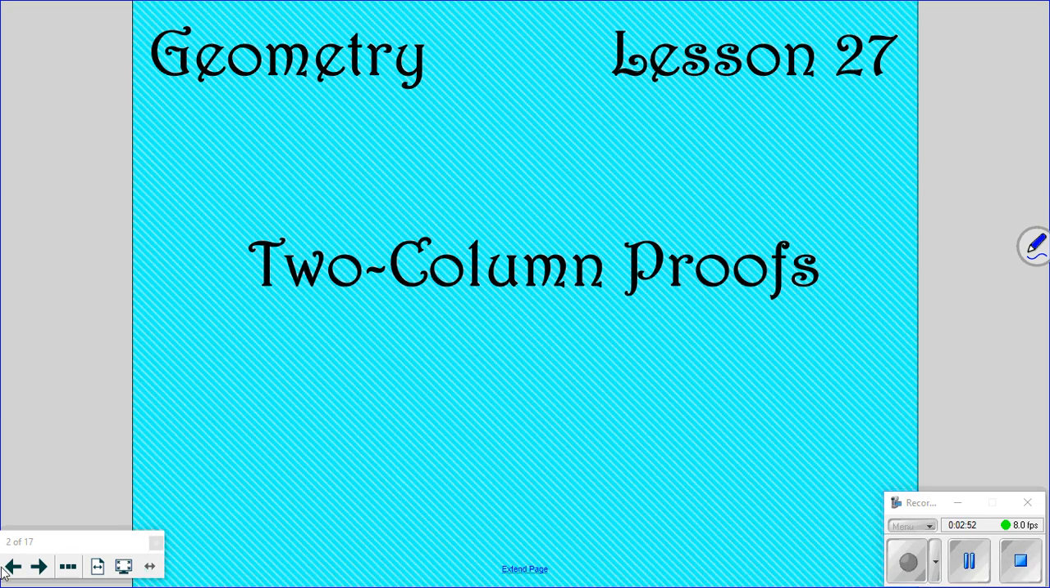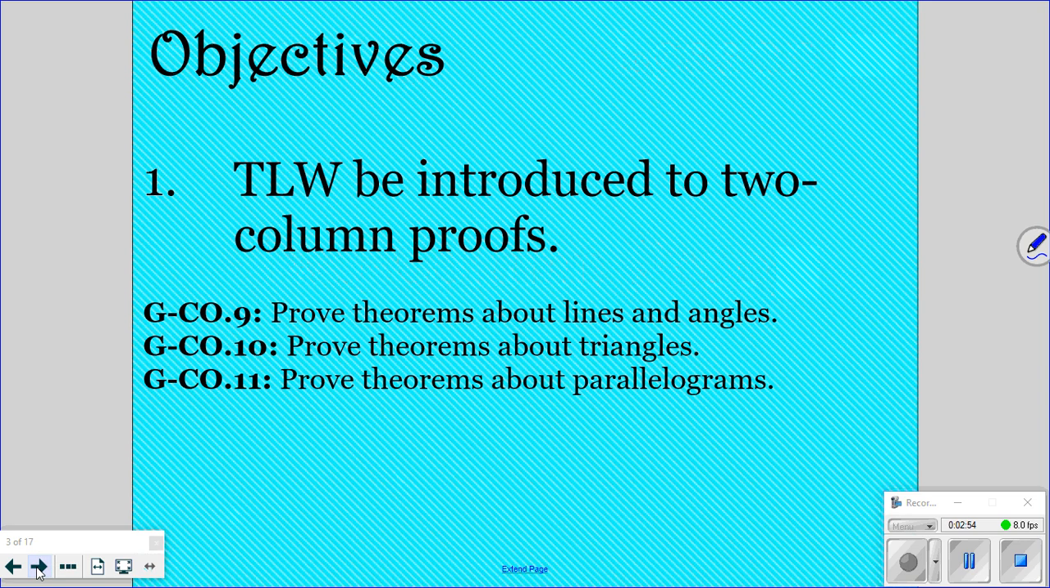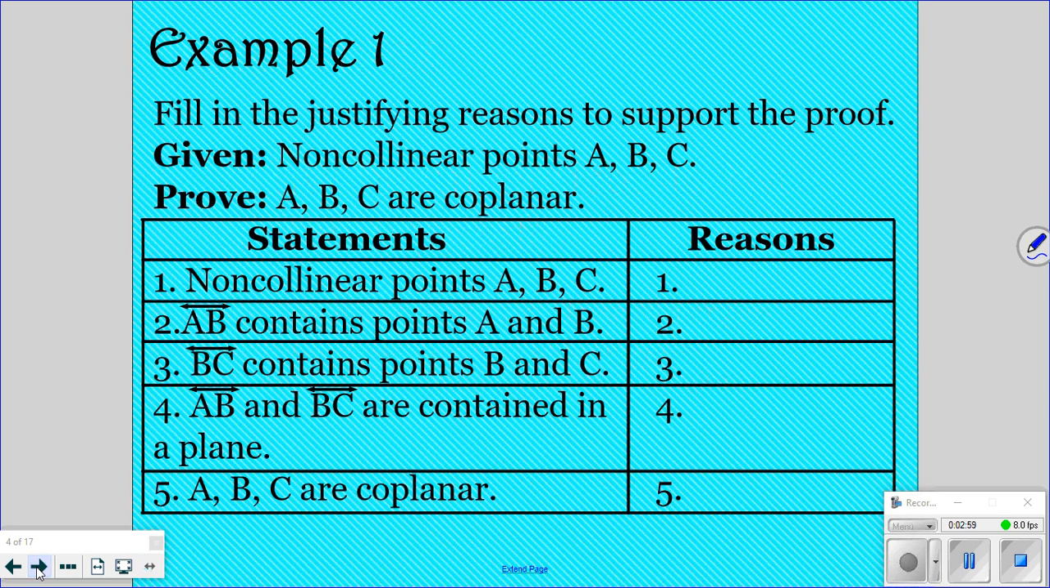We're looking at two-column proofs. So hopefully after this lesson you'll understand a little bit more about how two-column proofs work. So let's start with an example. This is what a two-column proof is going to look like, and we're going to go over it a little bit more in a minute. But we want to practice doing the justifications or the reasons for our proof. So they tell us that we are given non-collinear points A, B, and C, and we want to prove that A, B, and C are coplanar.